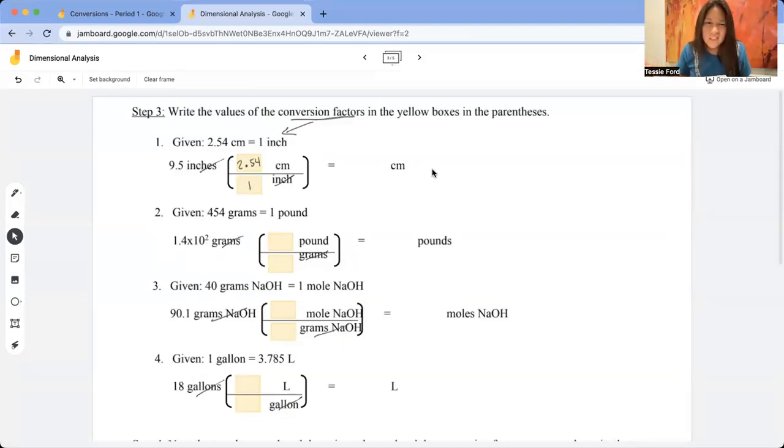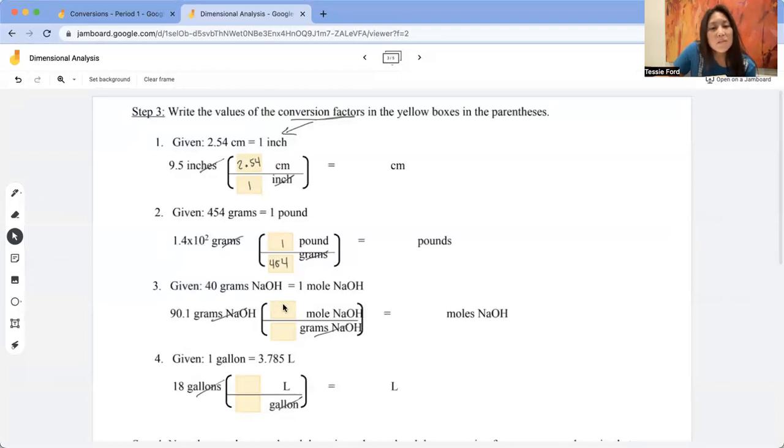Yeah, easy. Next one, 454 grams equals 1 pound. So where do we put the 454 grams? Next to the pound or next to the grams? Next to the grams, because that's what the conversion factor says. 454 and then 1 pound. Okay.